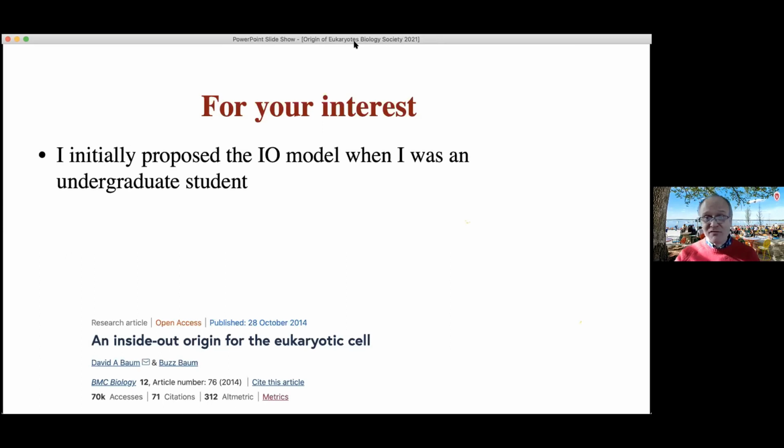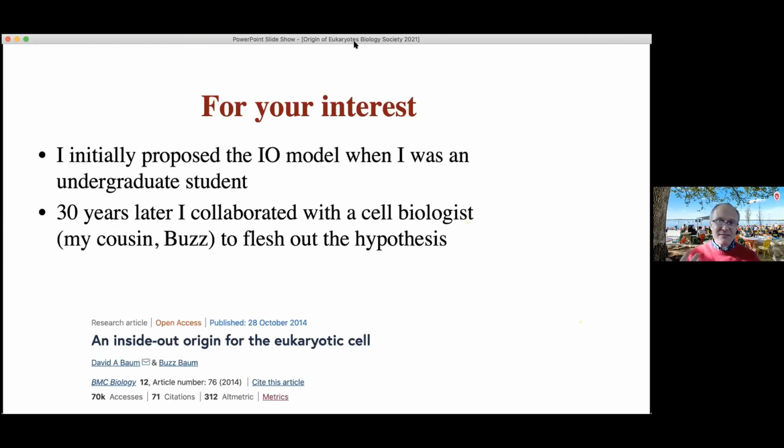I actually worked for a time in the lab of Lynn Margulis, who some of you may have heard of, who was famous for her work in developing the endosymbiotic theory. And she said it doesn't really have legs yet. But then in 2014, when I was trying to establish my credentials in the Origin of Life field, which I also work in, I decided to work it up, and I began collaborating with a cell biologist I know quite well. He's actually my cousin. His name's Buzz. He's based in Cambridge, England.